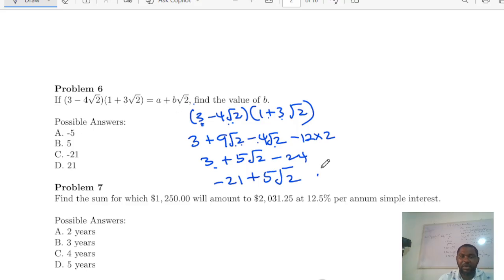And now we can equate this to what we have here, a plus b root 2. And they say we should find b. b is the value attached to root 2. And the value attached to root 2 here is 5. So the answer to this question is 5. Beautiful. An amazing one.